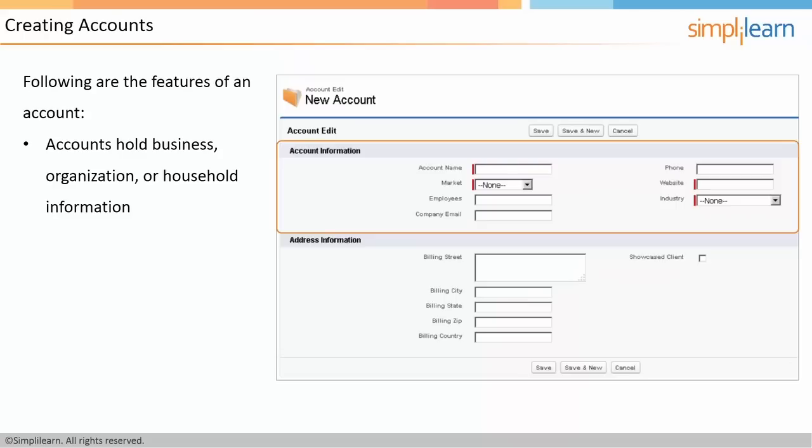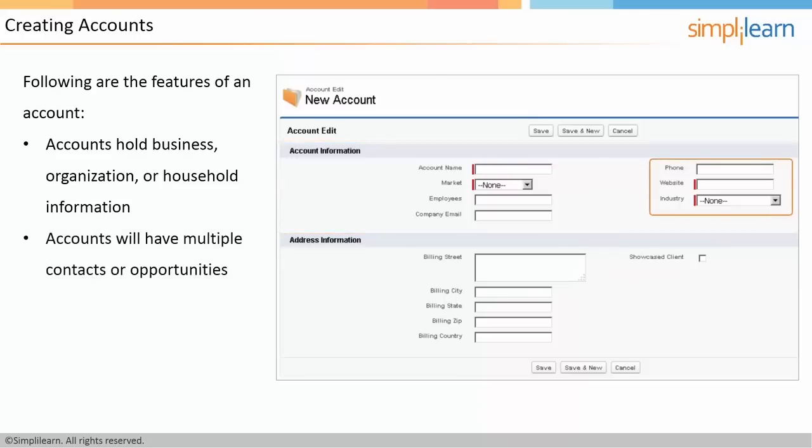You would generally put the family's last name and then put household. So you could put the Davis household in my case, or the Adams household, or whatever the case may be. You can put that in for the account name. Accounts can have multiple contacts and opportunities.